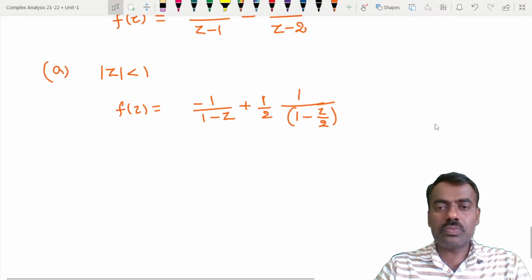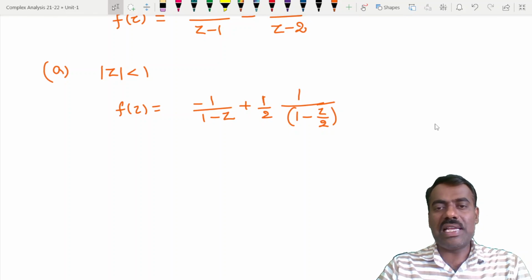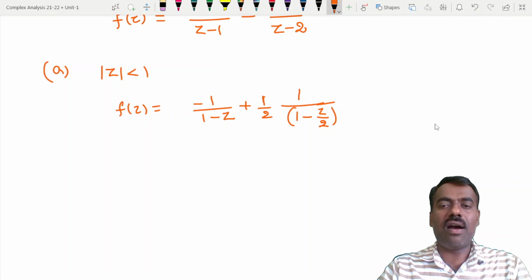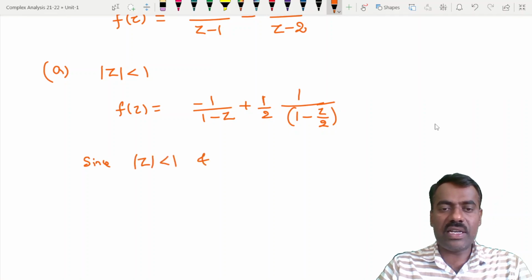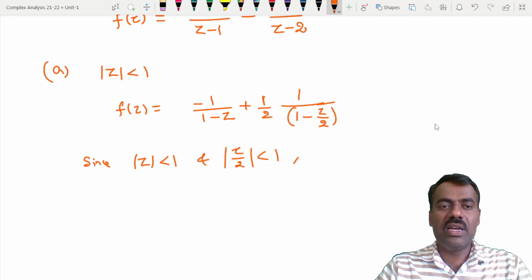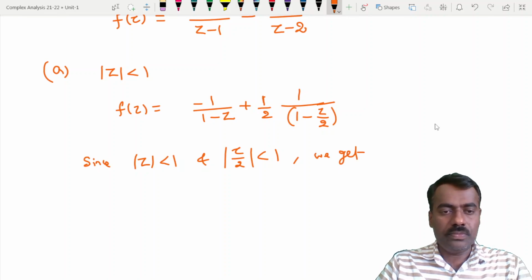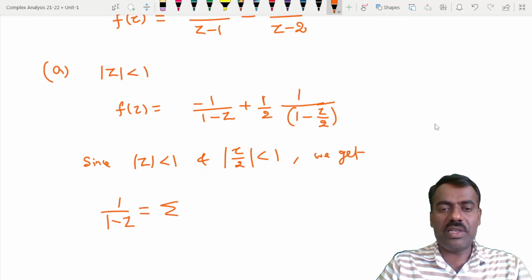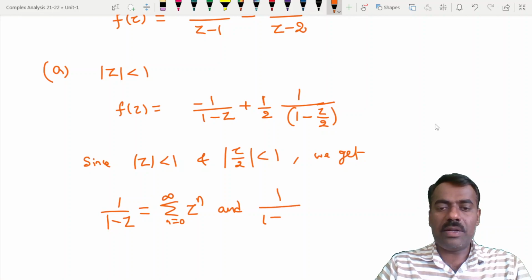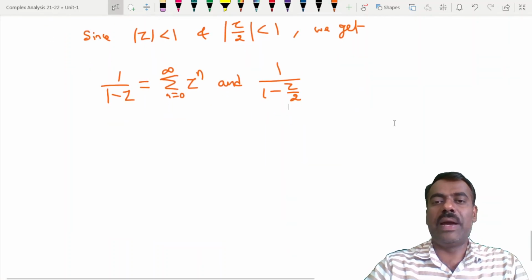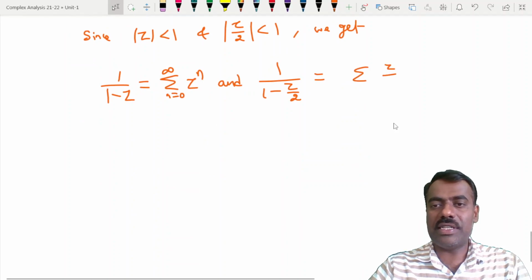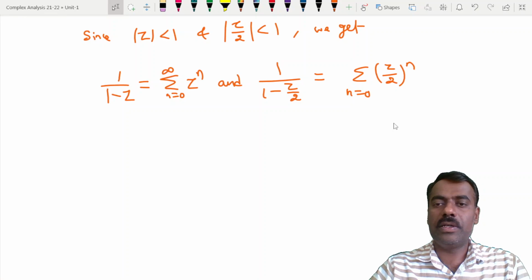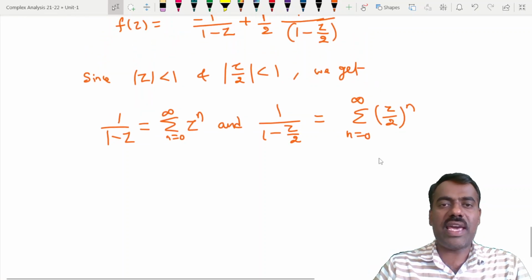Now we can observe that because mod z is less than 1, mod z by 2 is less than 1 by 2, which is less than 1, right? So since mod z is less than 1 and also mod z by 2 is less than 1, by the example we have just seen, 1 by 1 minus z is equal to summation z power n, and for 1 by 1 minus z by 2, we get summation (z by 2) whole power n. That's right. So if we substitute these two values there, what will we get?